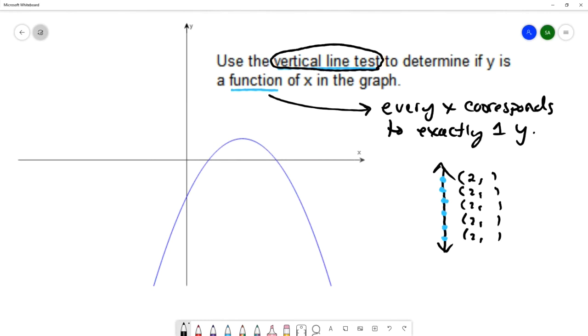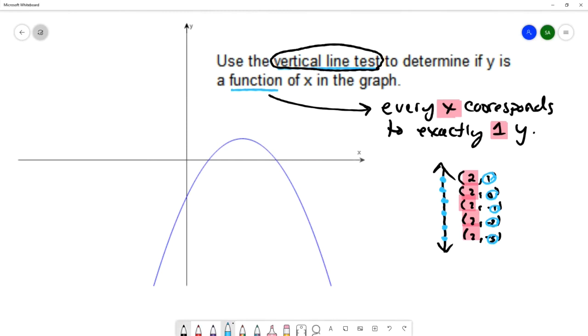So it might be -3, -2, -1, 0, and 1. So this vertical line violates this definition where you have an x coordinate that corresponds to one y coordinate. This is one x coordinate that has infinitely many y coordinates. So that's why we use this vertical line test to tell whether something is a function or not.